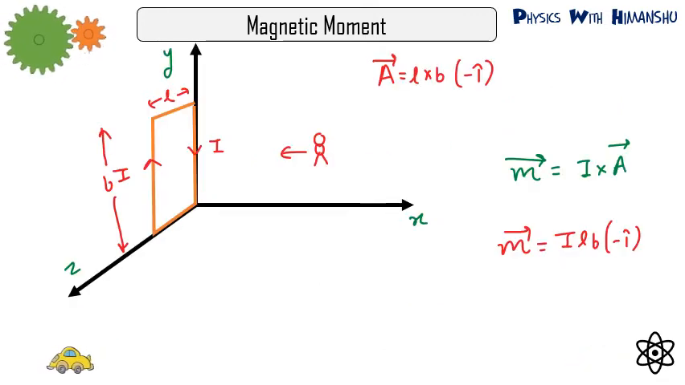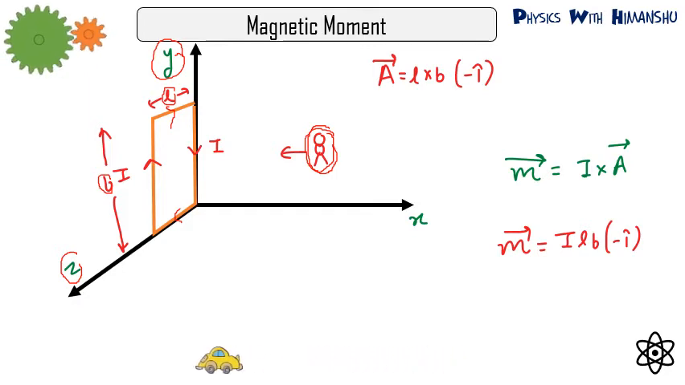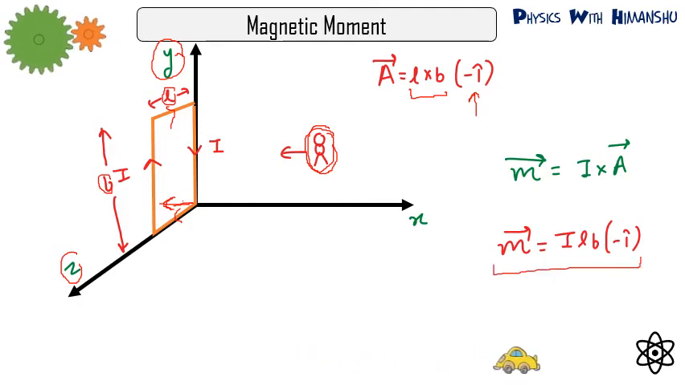Okay, now in this question, in the Cartesian plane, in the YZ plane, there is a loop of length L, breadth B, carrying current I. Now if you are standing here, the current is in the clockwise direction. The magnetic moment will be inwards to the plane, so the vector is minus i cap. So the area vector will be L into B into minus i cap, and magnetic moment will be I into A. So the magnetic moment here will be ILB minus i cap.